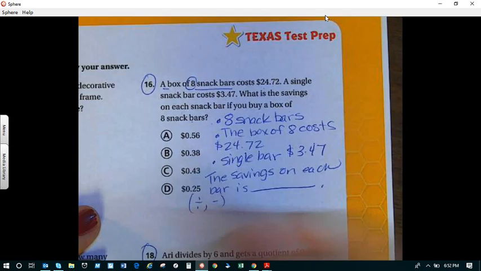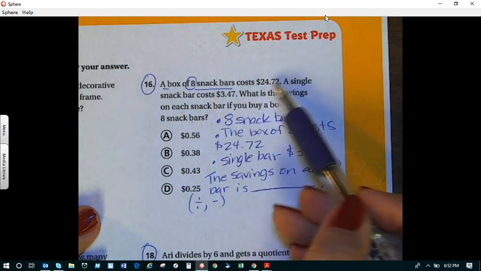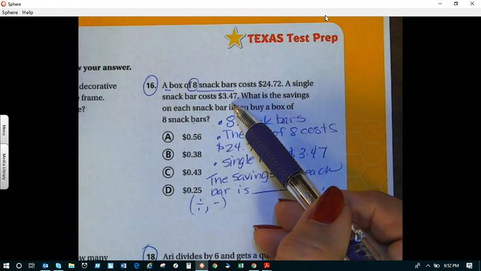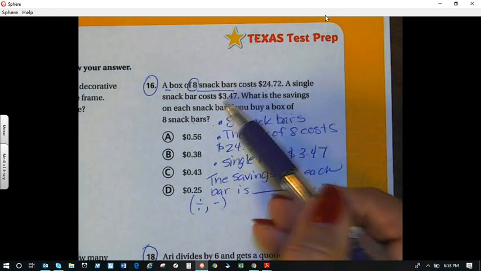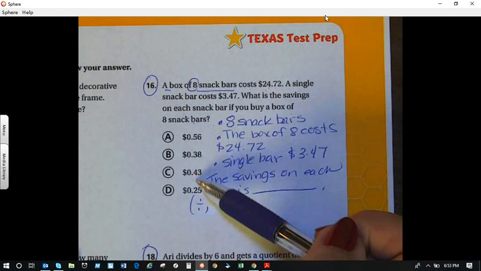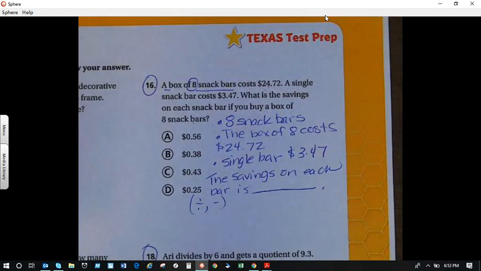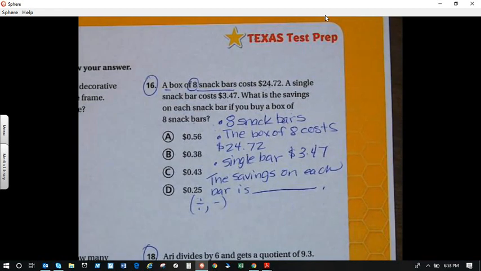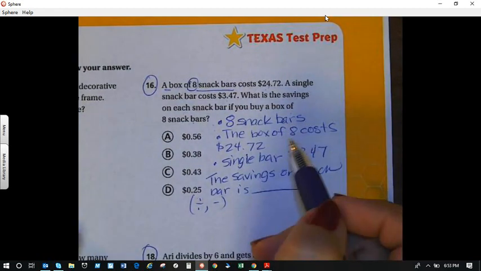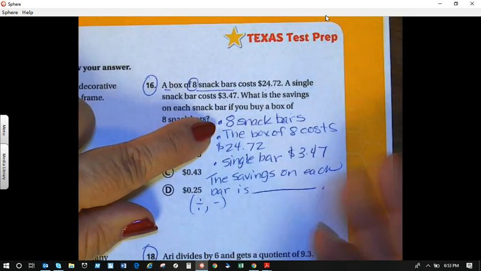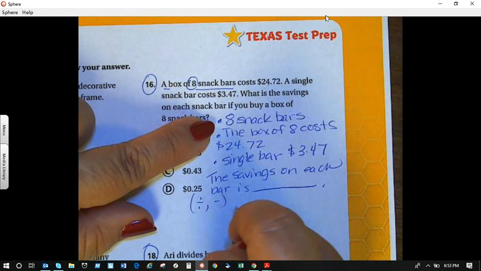All right, and I'm looking at my different costs. So I know that I'm going from $24.72 to what the cost is by buying one bar without a box. It's $3.47. Now look at here. My answer is telling me that the number's going to get smaller and smaller, and the two operations that make it smaller are division or subtraction, and I'm going to use both here. So to find out the cost of each of the 8 bars, I'm going to divide.